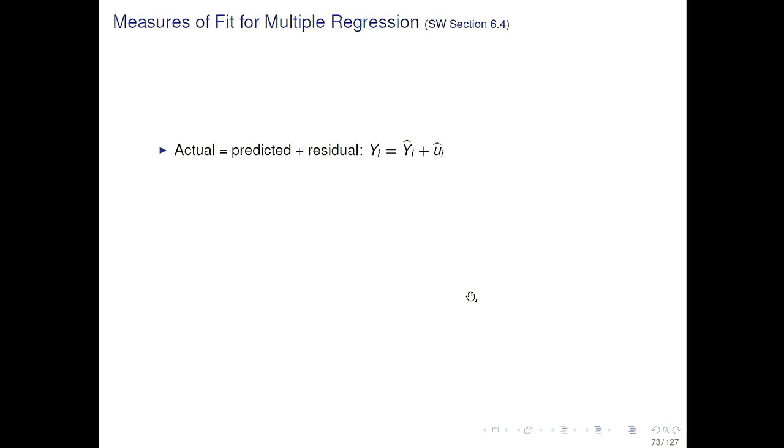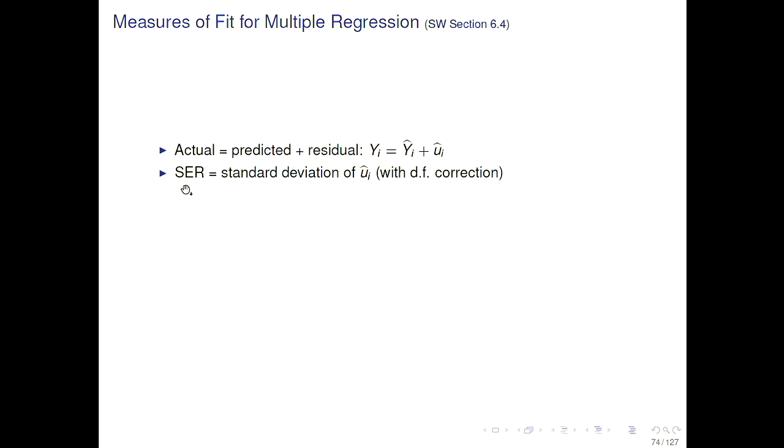So now, let's think about measures of fit for multiple regression. The discussion is going to be parallel to our discussion for the simple linear regression, the regression with only one variable. Actual value of y can be decomposed into 2 parts: the part that we can explain, we can predict, and the part that we cannot explain by our regression line. So y is the sum of the predicted value of y and the residual, right?